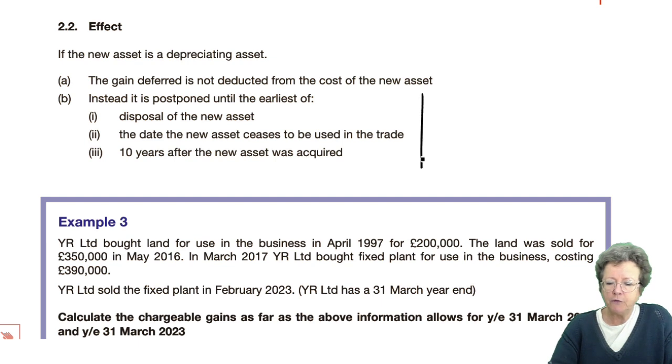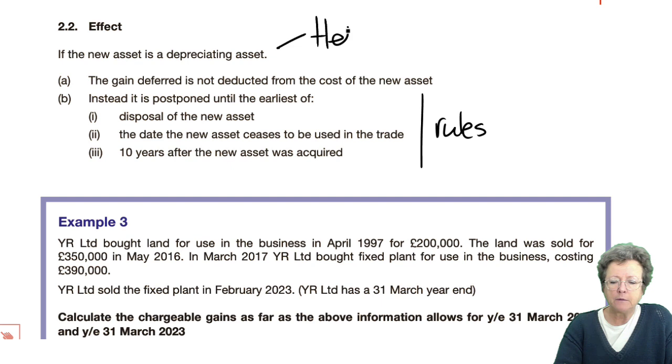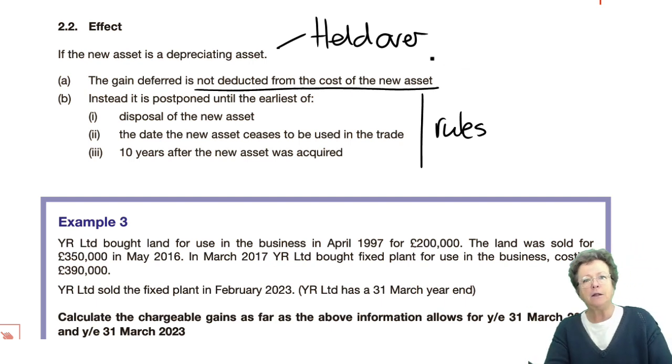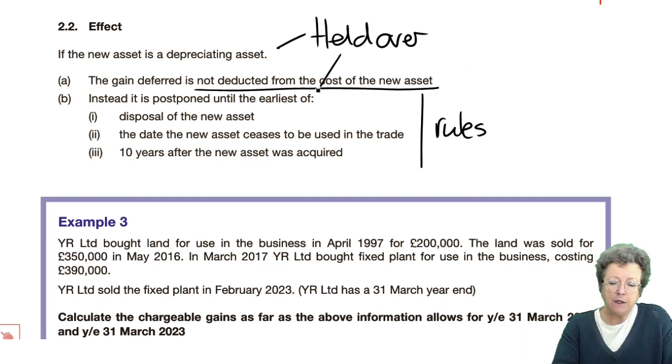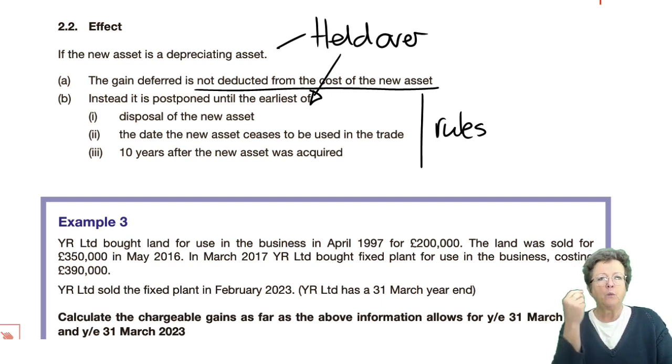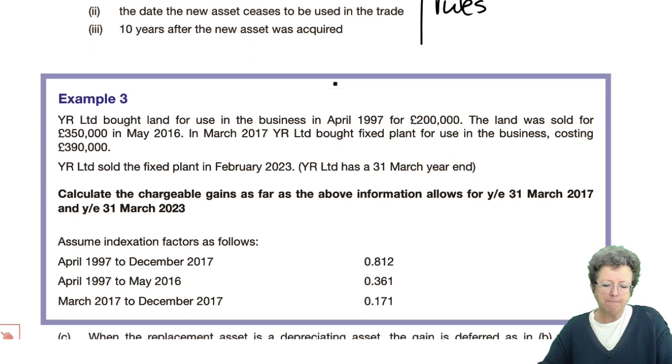these are the rules, if you remember. It's held over. Okay, it is not deducted from the cost of the new asset. So it's held over until the earliest of when you dispose of it, when it ceased to be used in trade, or 10 years, whichever is the earliest of those. And we have an example here, example number 3. Lots of indexation factors that we need to bear in mind with this.